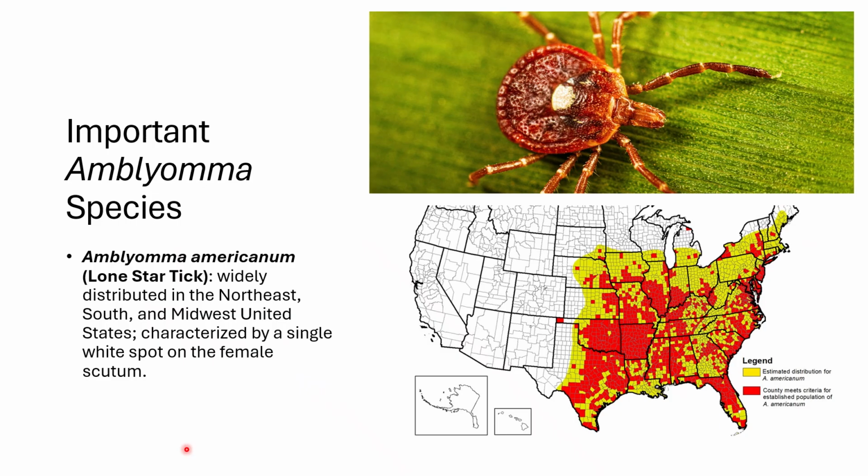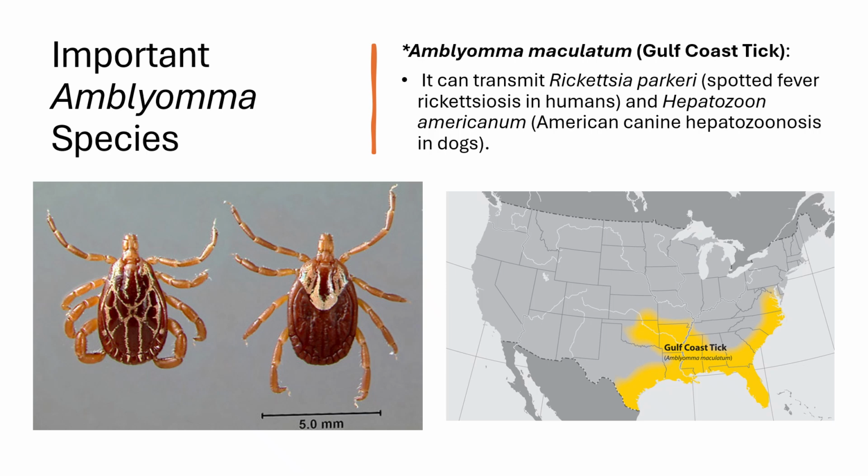We also have the Amblyomma americanum, also known as the Lone Star tick. This species is described as a very aggressive tick that bites humans. Its hosts include cattle, deer, dogs, and humans. It is widely distributed in the northeast, south, and midwest United States, and they are characterized by a white spot on the female scutum.